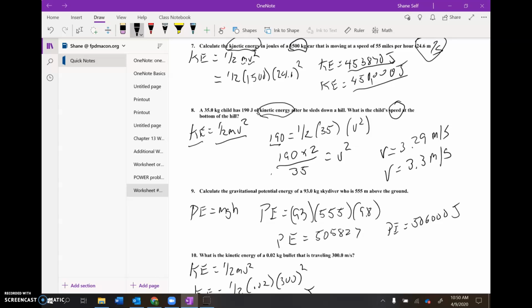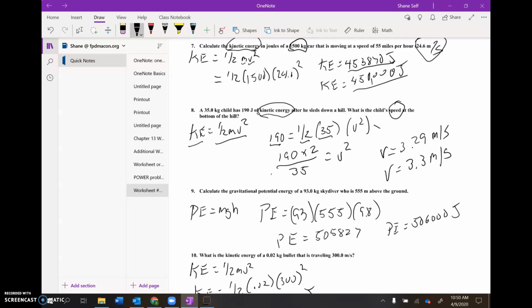So 190 is equal to 1/2 times our mass, 35. And we need to find out v. The only thing left over in our formula is velocity squared. We're going to have to get rid of that square pretty soon, and we will. So we want to get v squared by itself. How do we get rid of 1/2? You can divide by 1/2 or you can multiply by 2. So I multiplied by 2.